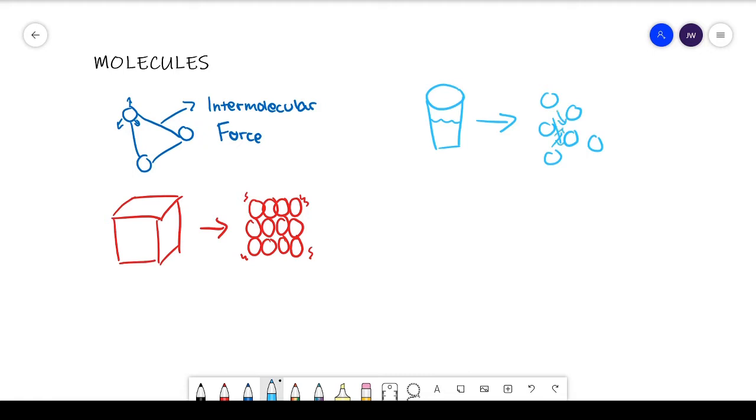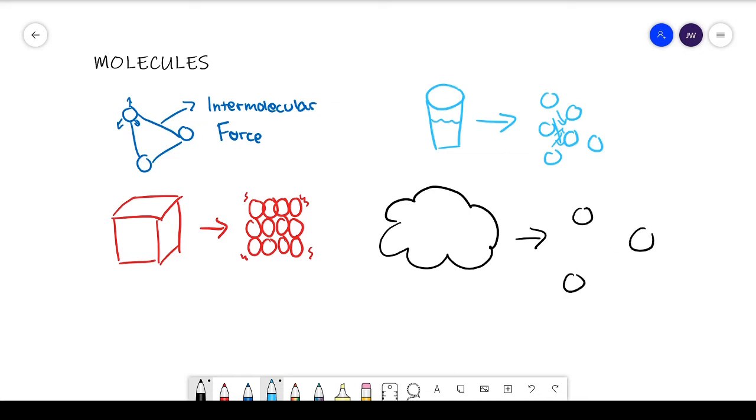Now, moving on to the last state of matter, gas. Now, gas particles are a little bit different. Gas molecules have a wide space between them due to almost no intermolecular force. Gas molecules tend to fill empty spaces around them. This is why gas doesn't have a fixed shape and volume. Gas molecules move in random directions at very high speeds.